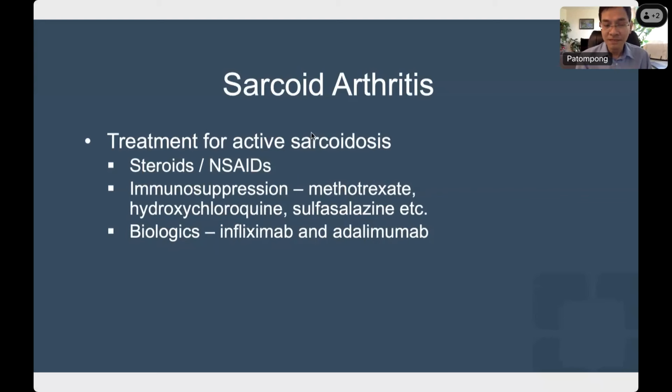Treatment would include something short-term like steroid or NSAID to abort the inflammation, and after that, we also need to give our patients immunosuppression medication like methotrexate, hydroxychloroquine, or sulfasalazine to try to calm down the inflammation, to calm down sarcoidosis. And if that fails to work, we may even need to escalate treatment to biologics, something like infliximab or adalimumab.